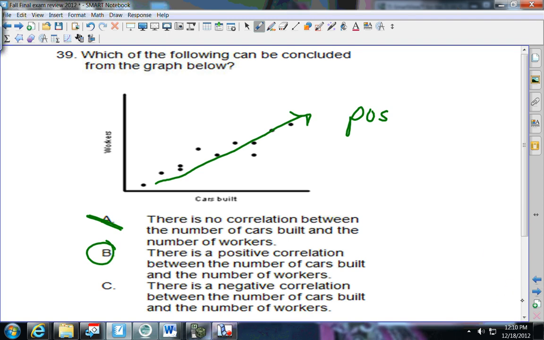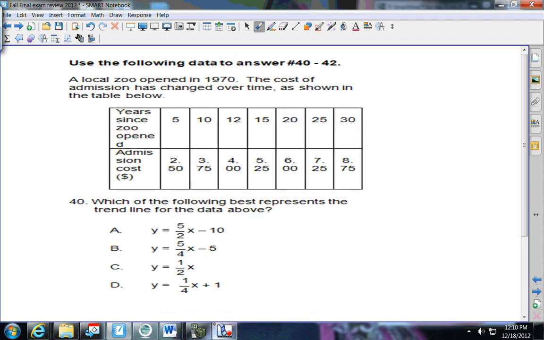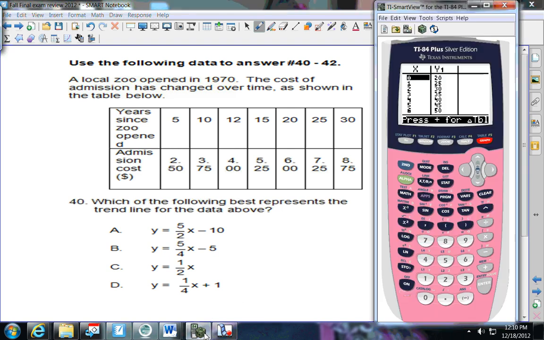All right. A local zoo opened in 1970. The cost of admission has changed over time, and it shows the table. Now it says, which of the following best represents the trend line for the data above? Trend line, does that mean that it's going to be the exact points? If it's a trend line, can I do delta y over delta x? No, trend line's when you put in all those points and it's an average. So let's go in there first. Let's see if we remember how to put them in there.